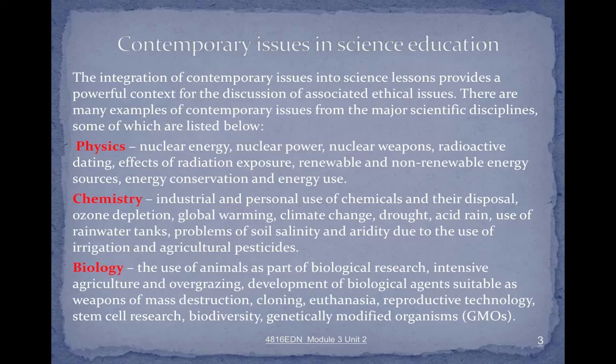Global warming, which is sometimes described as climate change, which tends to be a much more politically correct term because the use of the term global warming implies that we have taken a side on it and we have decided that the Earth is warming. Anyway, we're going to go into that in quite a bit more detail a bit later on. Drought, acid rain, using rainwater tanks, problems with soil salinity, irrigation issues.